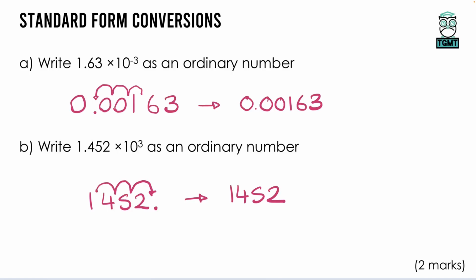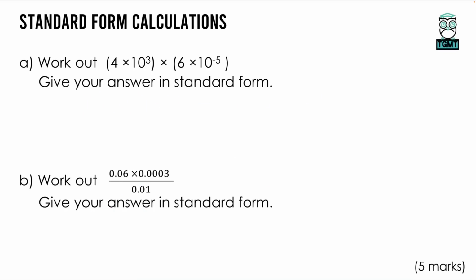If I did have to do additional jumps, like for example, if that power was 5, I'd have to do another 2 jumps and I would have a couple of zeros at the end there. But there we go, there's our 2 answers, writing as an ordinary number. Now, standard form calculations on a non-calculator paper are always quite challenging.